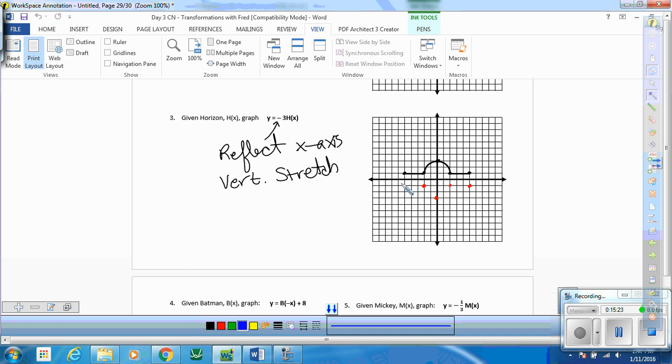Now I need to do my stretch. 1 away becomes 3 away. 1 away becomes 3 away. 3 away becomes 9 away. 1 away becomes 3 away, and 1 away becomes 3 away. So we get those 2 straight sides over here and a really stretched out parabola on this side. So we reflected it and we stretched it.